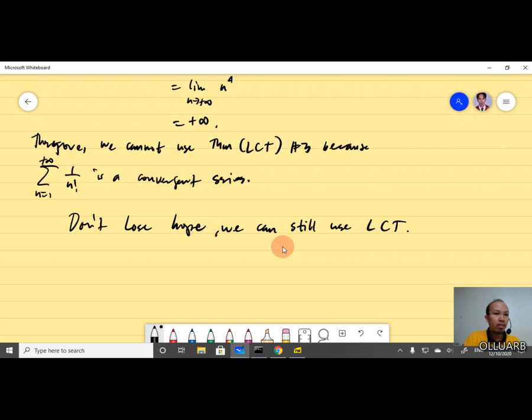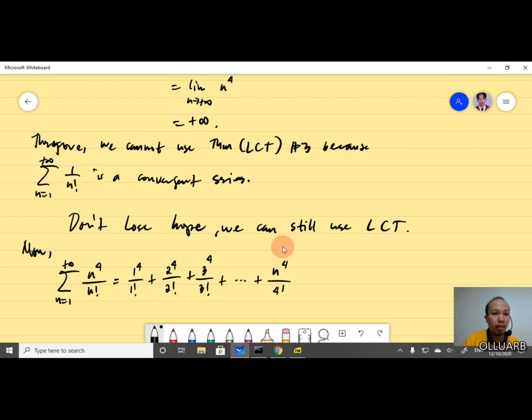So how? Now look at the given series. This is 1 to the 4 over 1 factorial plus 2 to the 4 over 2 factorial plus 3 to the 4 over 3 factorial, and so on up to n to the 4 over n factorial.